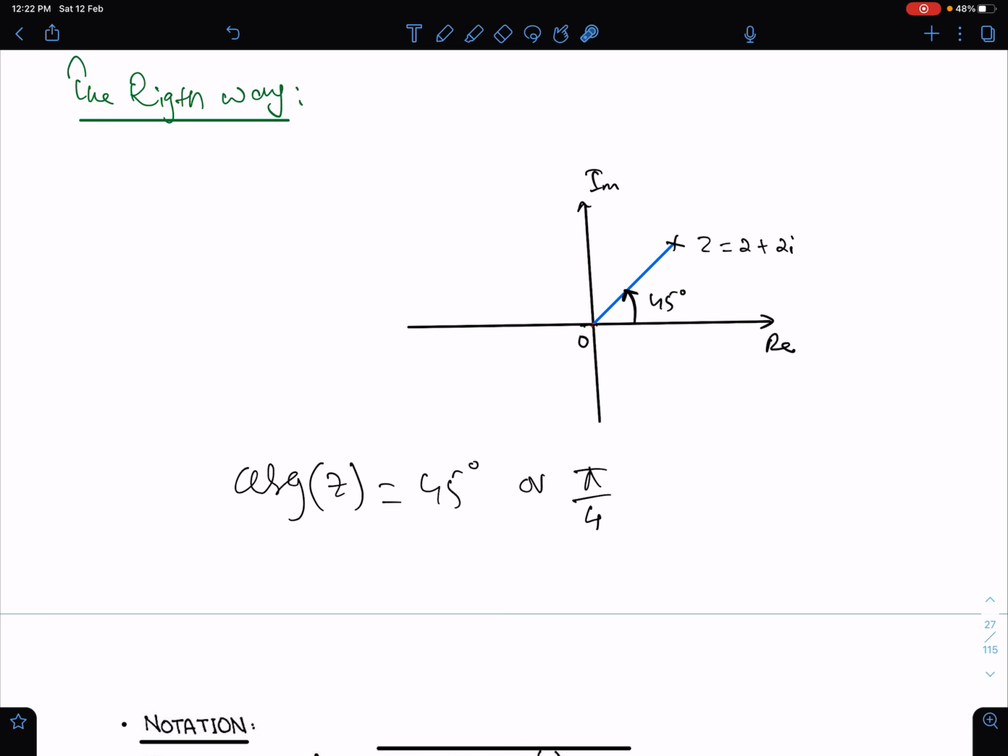Well, since the equation of this line is y is equal to x, so we can easily find its argument. The argument is 45 degrees, or pi by 4 in radians.